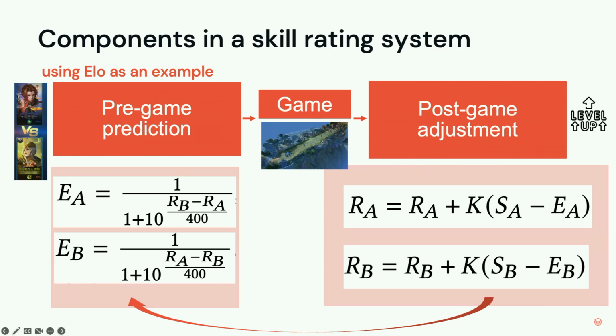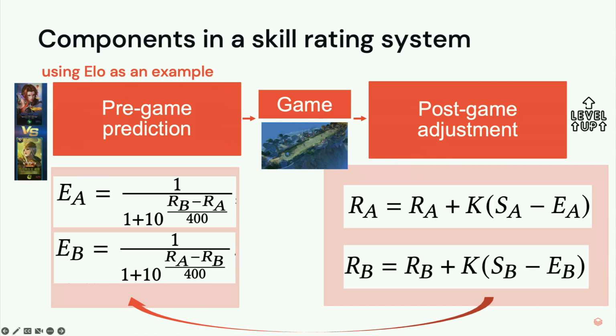And then the game is going to happen. One player is going to win, the other player is going to lose. And then you're just going to have the actual outcome of the game. Instead of EA, you're going to have SA and SB, which is 1 if player A wins, and 0 if player A lost. And for SB, it's going to be 0, 1, right? So for ELO, the simple case is you're just going to update each player's rating. Player A's new rating, RA new, is going to be RA old plus some hyperparameter K multiplied by the difference between your actual outcome and your prediction.